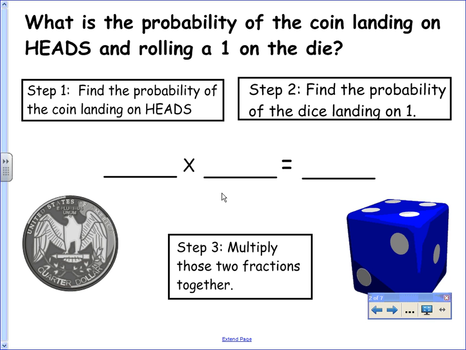So compound probability is a pretty easy deal. Step one is find the probability of the first event, step two, find the probability of the second event, and step three is to multiply the two fractions together, and that's going to give you the probability of both events happening right in a row.